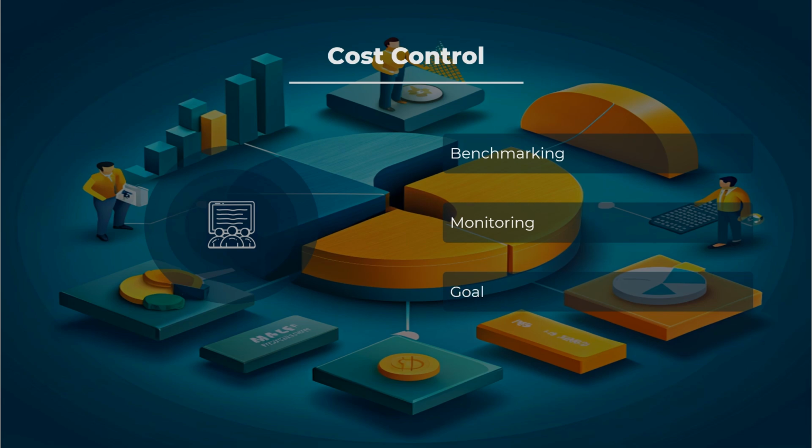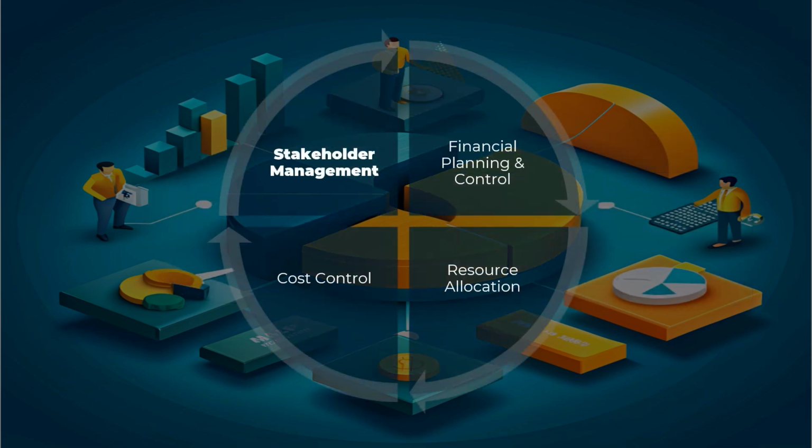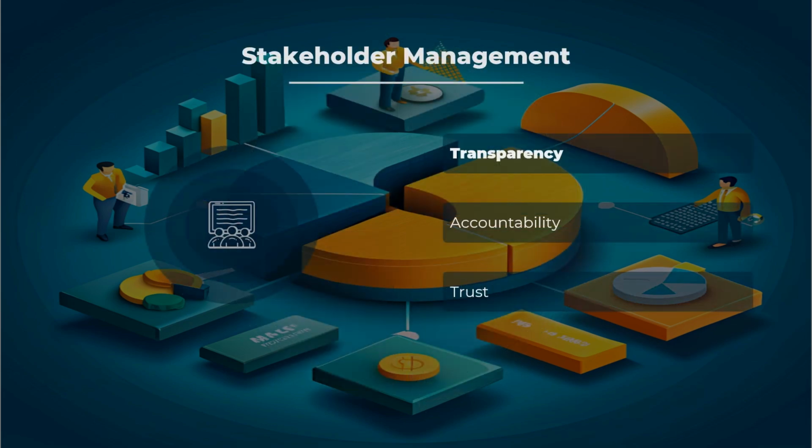Scenario: in a construction project, cost control involves comparing actual spending on materials and labor against the budget to avoid overspending. Stakeholder management. Providing a clear and detailed financial plan to stakeholders. Holding the project team responsible for managing the budget. Building confidence among stakeholders by demonstrating effective financial planning and management.